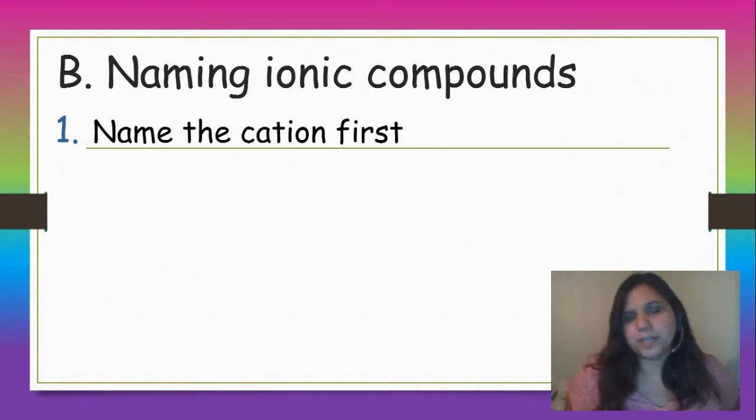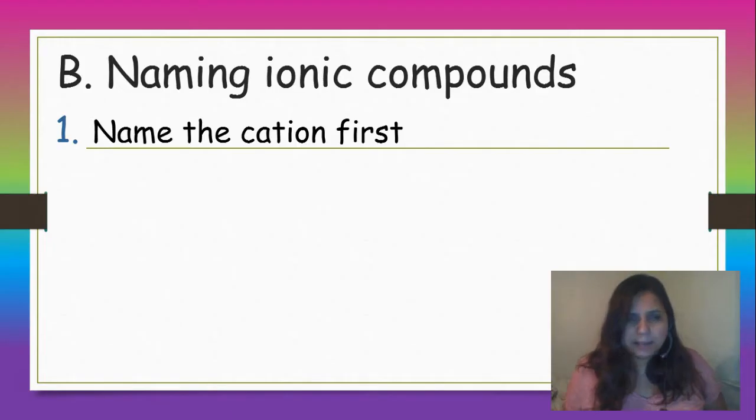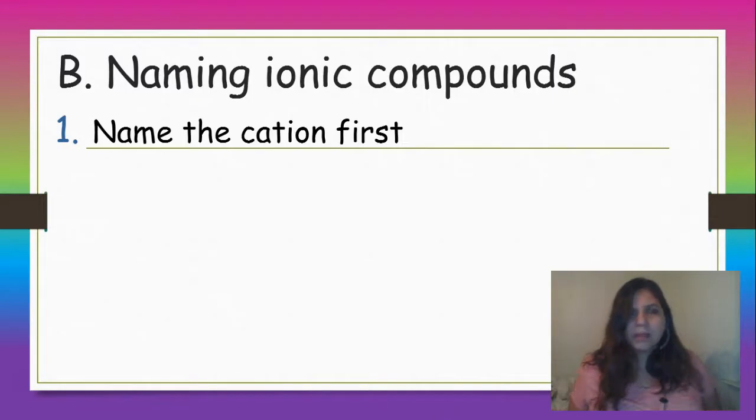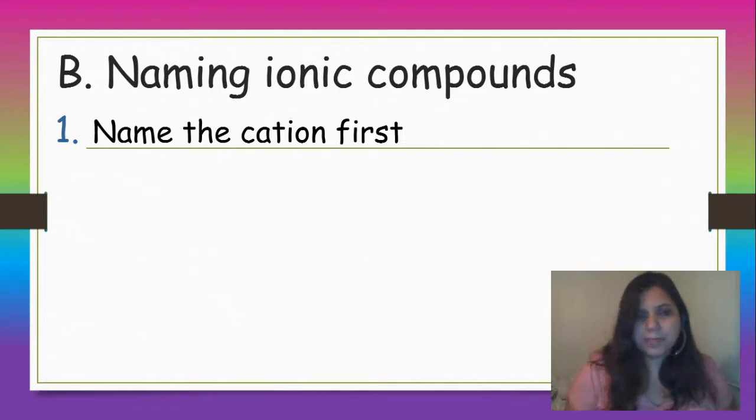Okay, next we're going to learn how to name binary ionic compounds. Anytime you're naming an ionic compound, you have to name the cation first. And the cations, for just binary compounds, are going to be a metal. So you name the metal first. You don't change the name of the metal at all. It's just the metal's name.